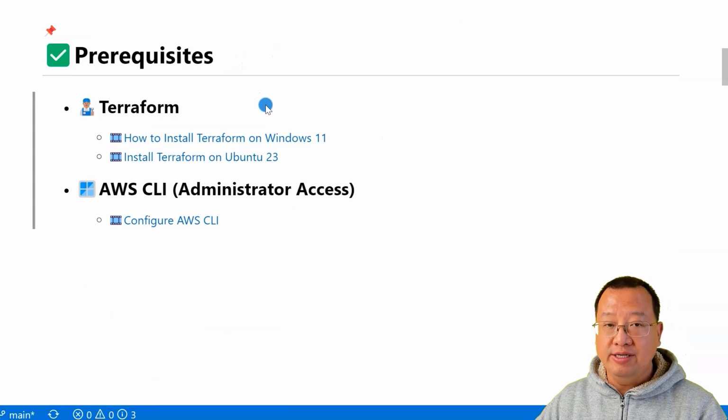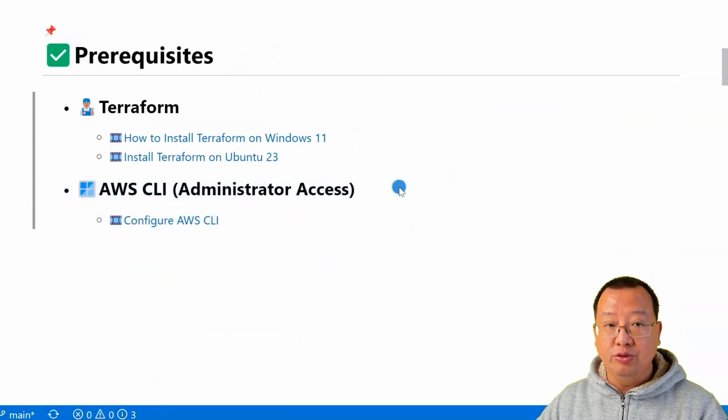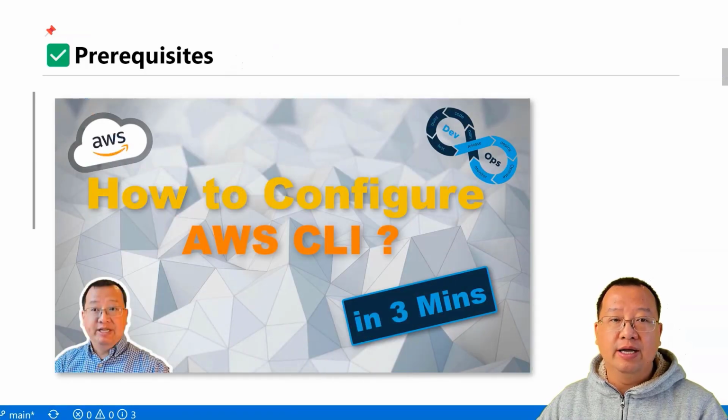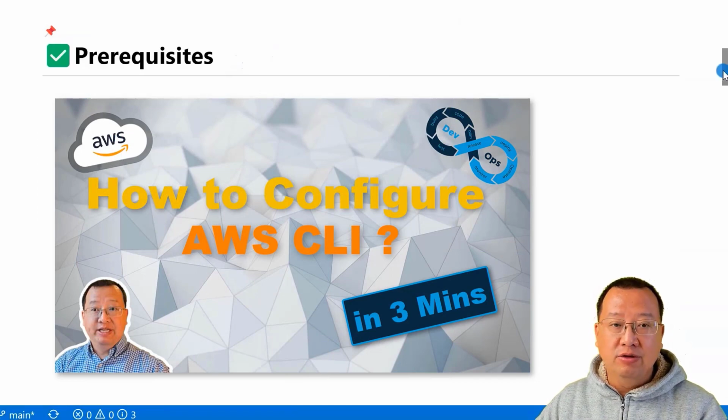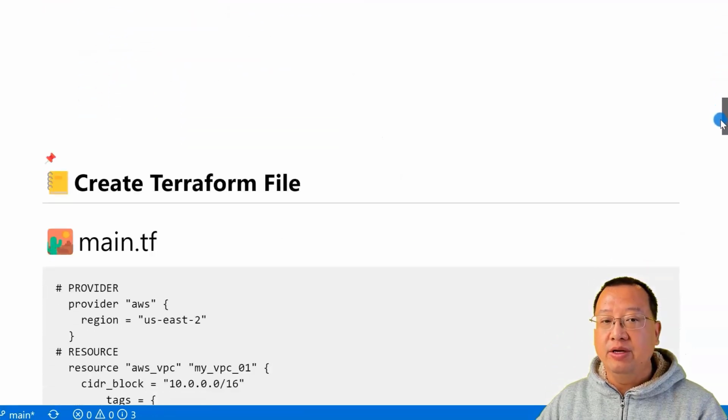Before we begin, let's make sure that your box has Terraform installed. If you have not installed Terraform yet, don't worry. I've created 2 videos to help with the installation process on Windows and Linux, which you can find in the Markdown file. Also, you need to have an AWS user with admin permissions and configure the user with the AWS CLI. Again, if you have not done this yet, I have a video to help guide you through the process. Once you have completed this precondition check, we can move to creating a Terraform file.